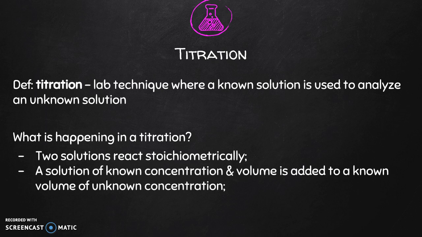A solution of known concentration and volume is added to a known volume of unknown concentration. If you know the concentration and volume of a solution, you can find the number of moles. If you know the mole ratio, then you can convert to moles of that unknown solution. And then you know moles and volume, you can find molarity.